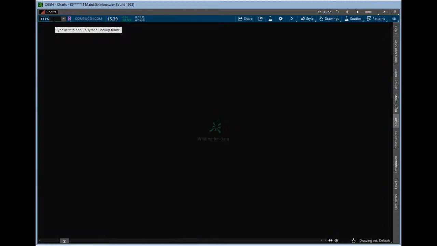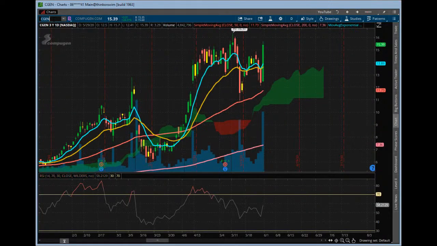CGen. So yeah, great candle on Friday for CompuGen. Nice candle right there, great volume. Right, still within the choppy zone, but it looks like it wants to try to go for those highs. So let's see if it can do that.